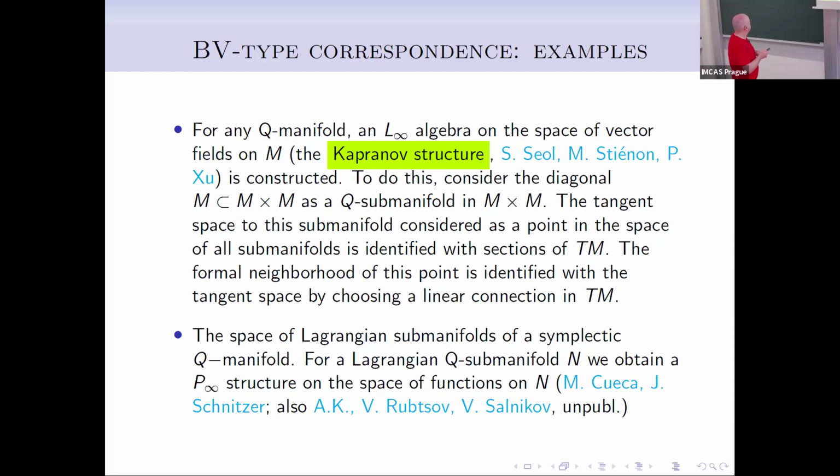So let me briefly explain what it means, because I think that people have heard many times what a Kapranov structure is, but the idea was not really explained in detail. So suppose we have a Q manifold, M with Q.